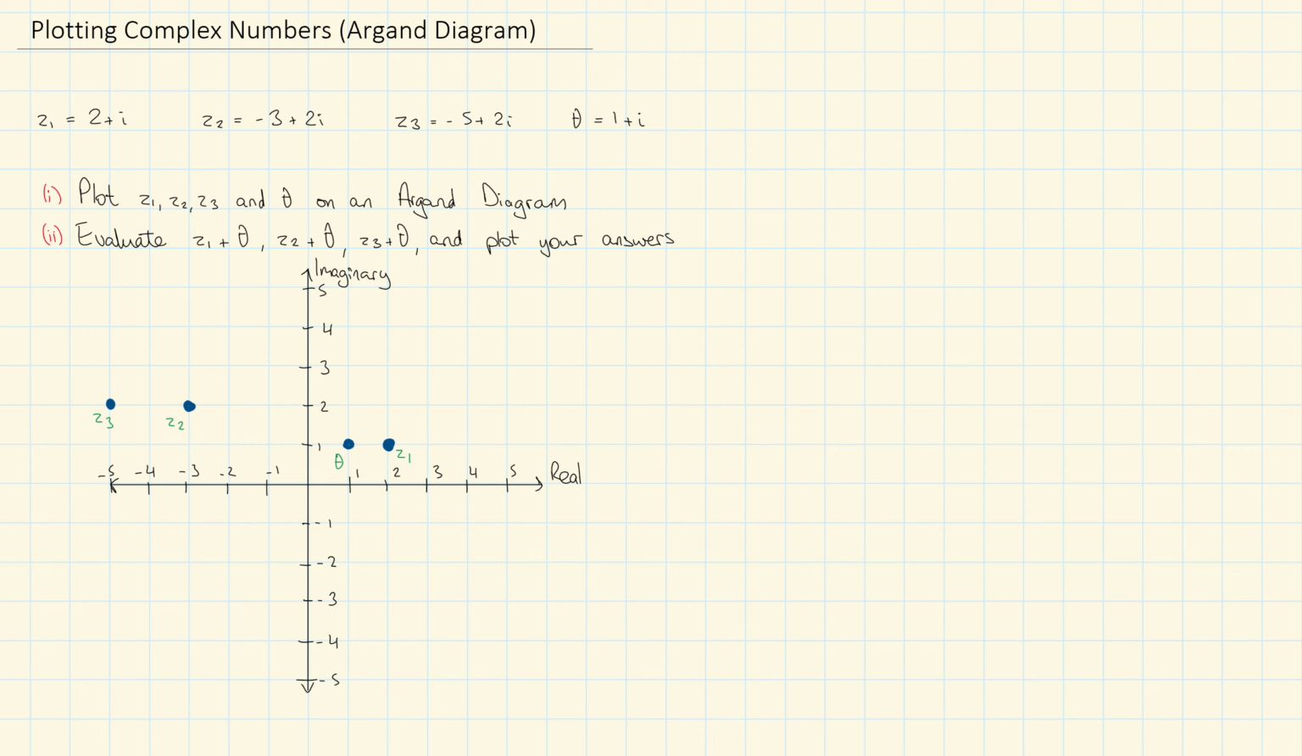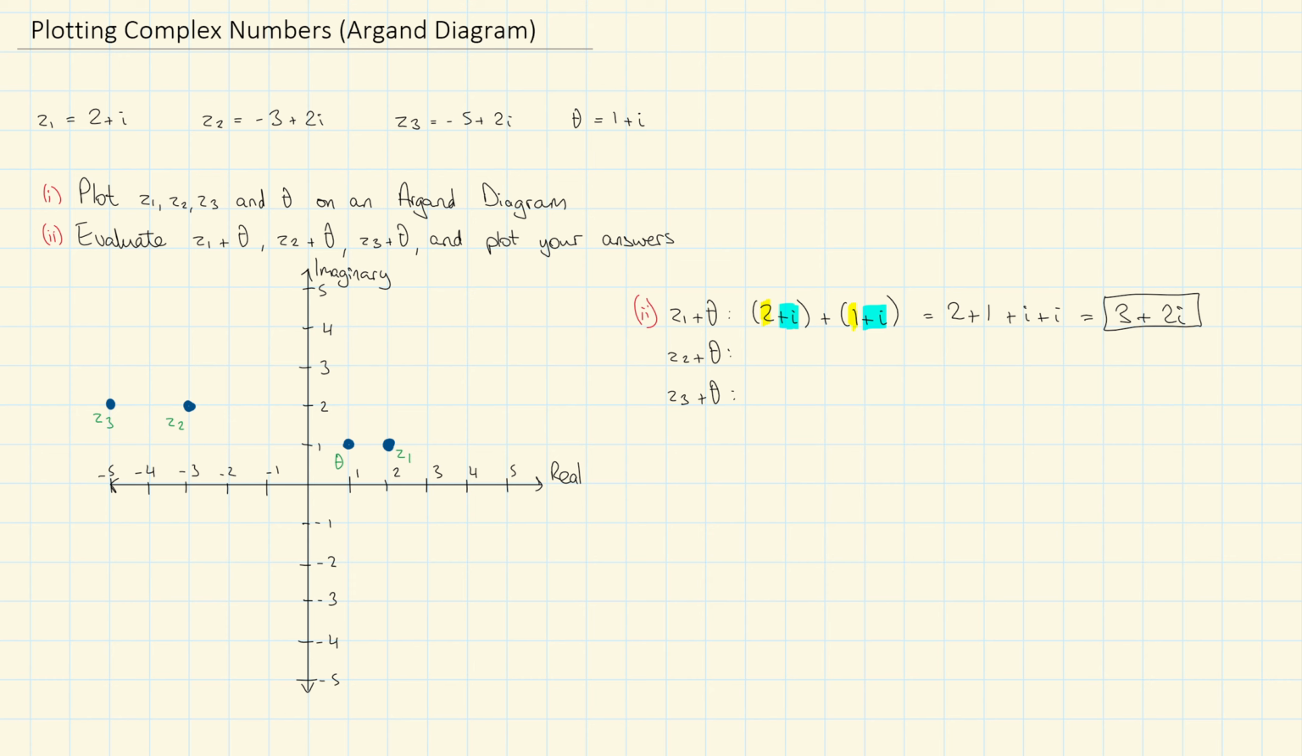Okay. And in part 2 then, we are asked to evaluate a few equations. So z1 plus theta, z2 plus theta, and z3 plus theta. So we know from above that's 2 plus i plus 1 plus i. And like we did in the previous video, we put real with real, imaginary with imaginary. So that's 2 plus 1 plus i, which would be equal to 3 plus 2i.